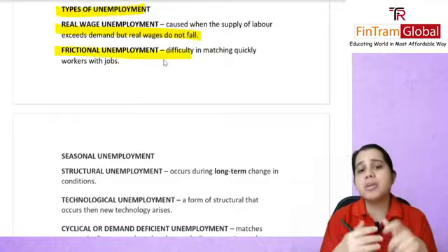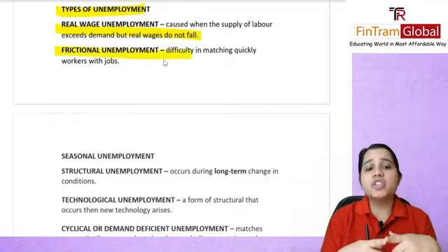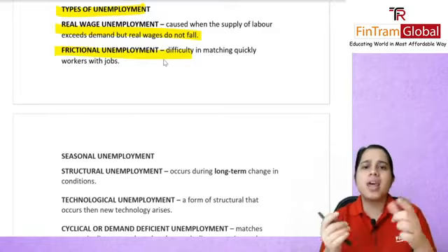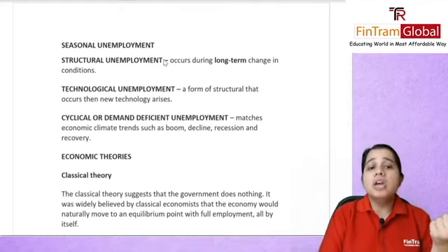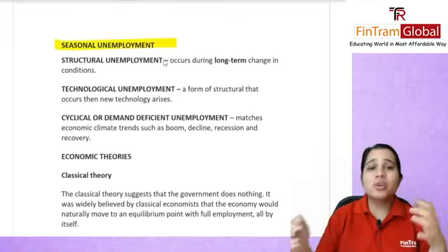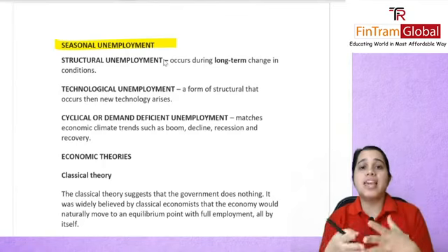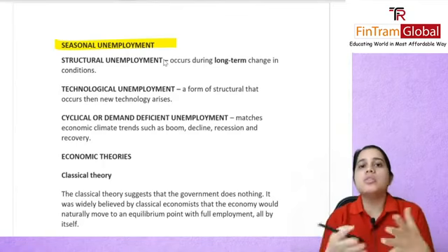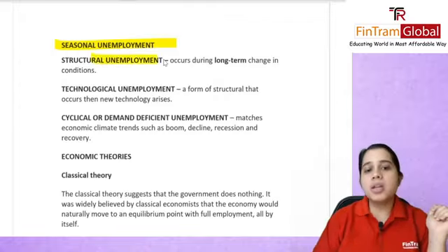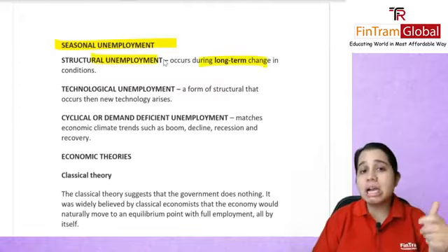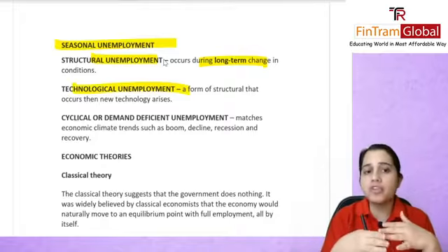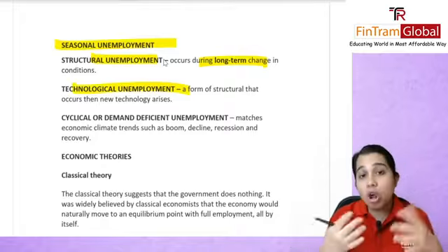You have your frictional unemployment, usually the difficulty in matching workers with jobs quickly. When you are changing jobs, that period will be your frictional unemployment. You have your seasonal unemployment, depending upon a particular season. Like if you sell woolen clothes, then obviously during summers you will not be employed. Structural unemployment occurs during long-term change in conditions. Technological unemployment is a part of structural, when any new technology has arisen.